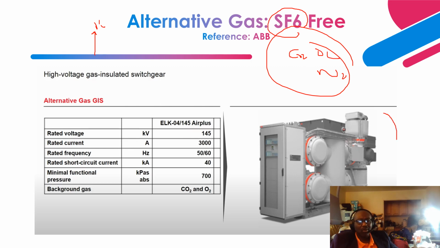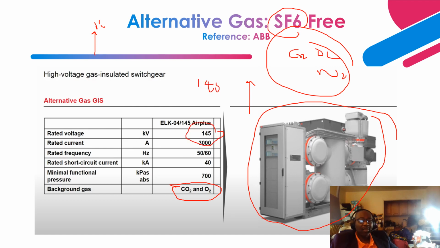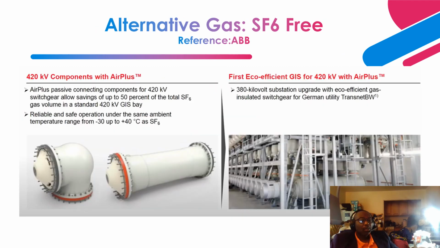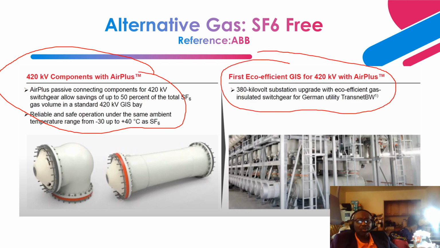This is an example of what a manufacturer, ABB, has put out as an alternative gas gear, utilizing carbon dioxide and oxygen. As you can see, as of now they've been able to achieve 145 kV. This is a three-phase enclosure, with all phases, phase A, phase B, phase C, in the same enclosure. Next is for up to 420 kV, which I think is what they are working on to push.